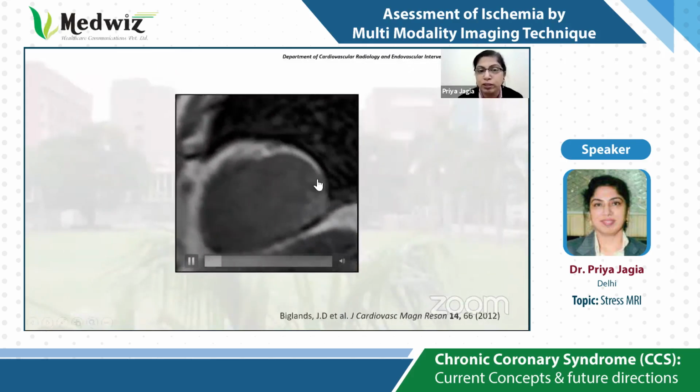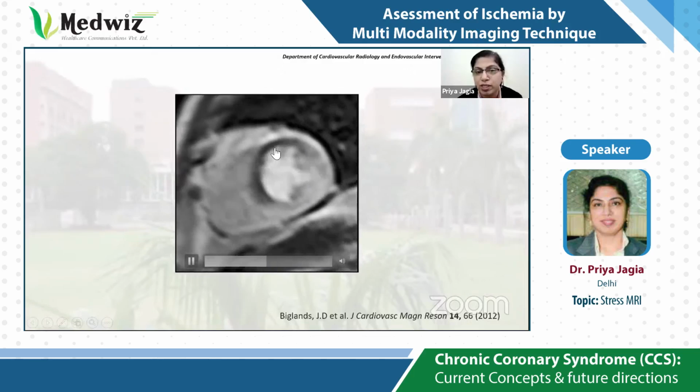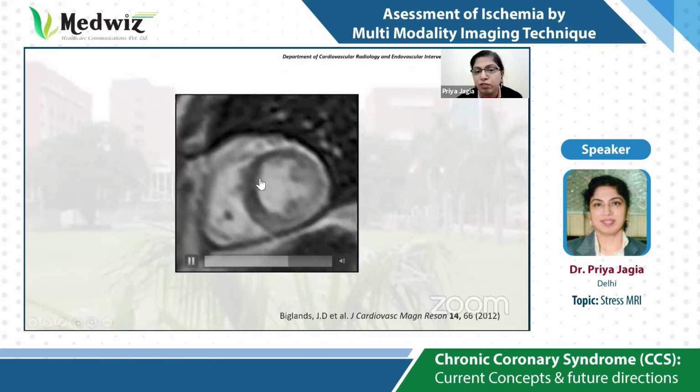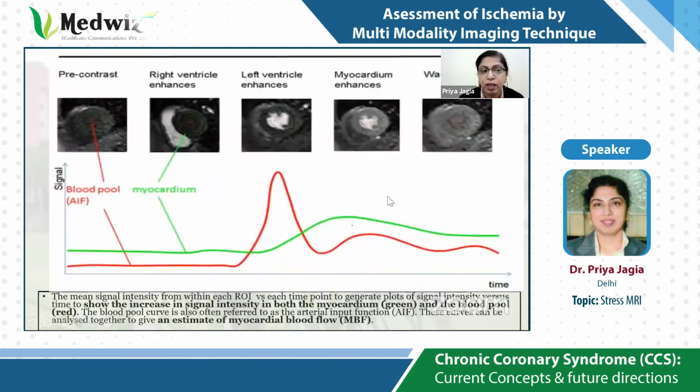So this is how the sequence looks. You can see the contrast entering the RV and the myocardium, and you can see subtle myocardial perfusion defects in the subendocardial region in the LAD territory. So this is a patient who had LAD disease. In addition, we can do a quantitative assessment of the myocardial blood flow. We pick multiple regions of interest in the myocardium, look at the signal intensity and compare it with that of the blood. We can have this in the form of curves, and these can be analyzed together to give an estimate of the myocardial blood flow.